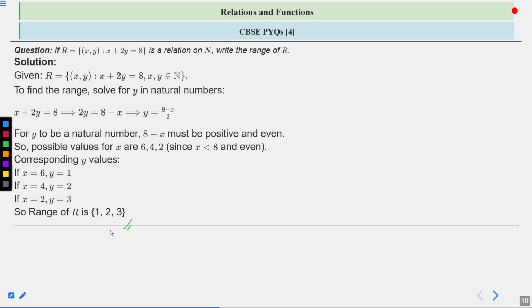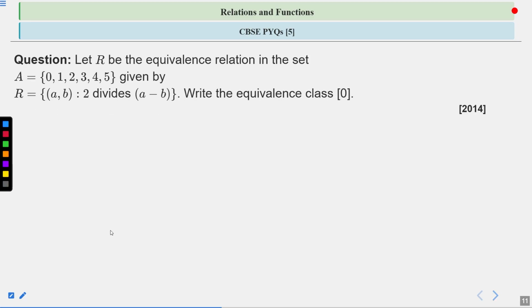Let us move to the next question. The next question says, let R be the equivalence relation in the set A equal to {0, 1, 2, 3, 4, 5}, given by the relation R equal to {(a, b) such that 2 divides a minus b}. We basically have to write the equivalence class of 0, right? This question was also asked in 2014, right? Clear?